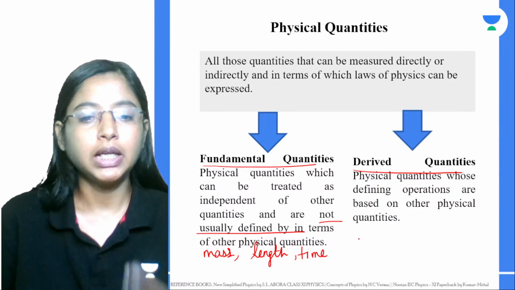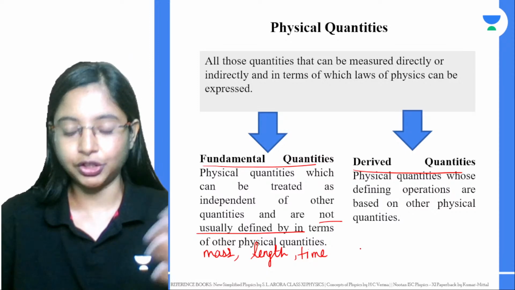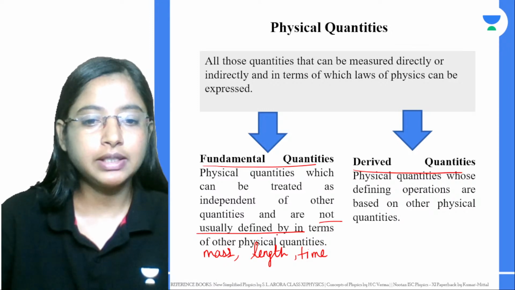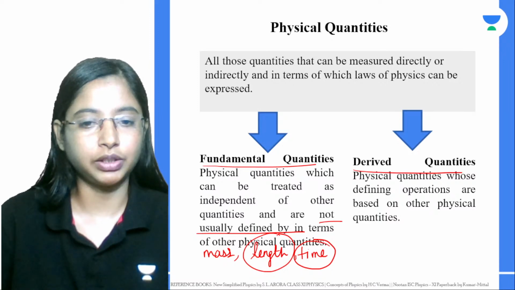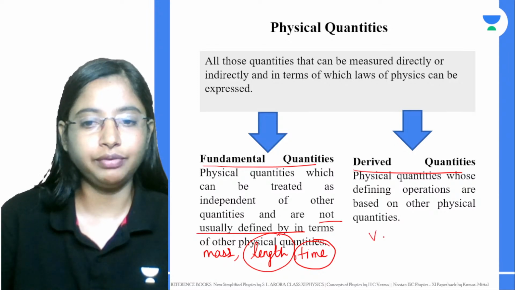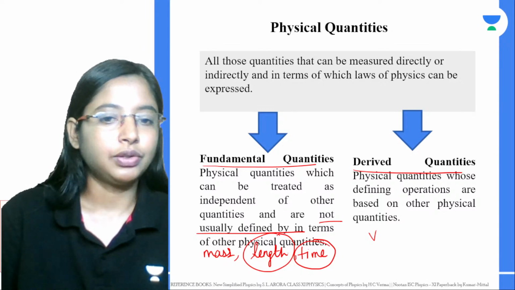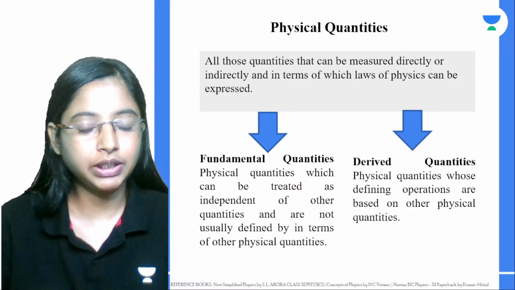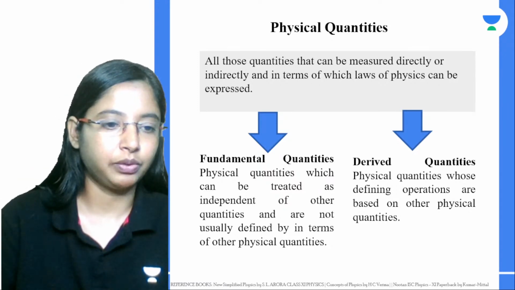If you want to find out your velocity, or the speed at which a car is going, then you should know how much distance it covered with time. So distance we measure in terms of length, and length is a fundamental quantity. If you know these two, then from here we can derive velocity, which is basically a derived quantity. So fundamental quantities are quantities that are treated as independent of other quantities, and derived quantities are quantities which are derived from these fundamental quantities.